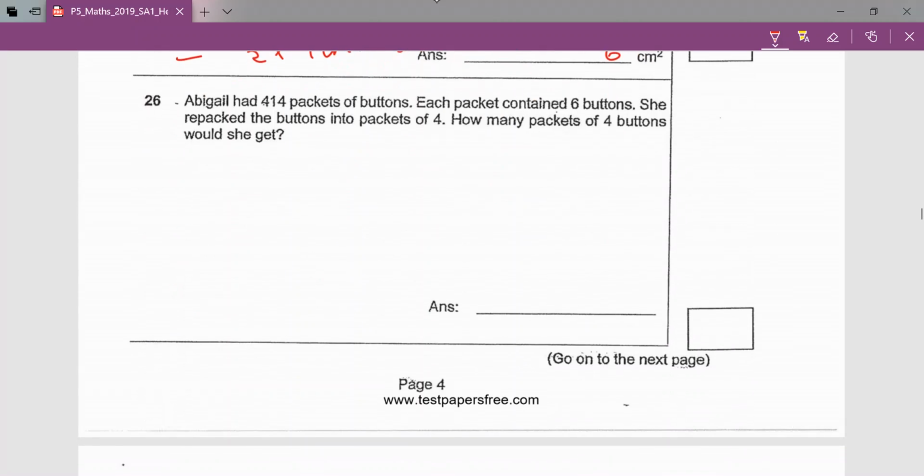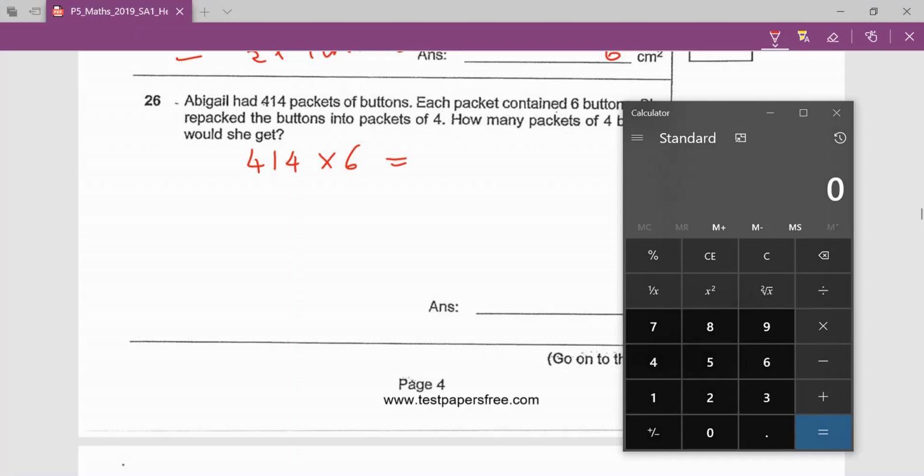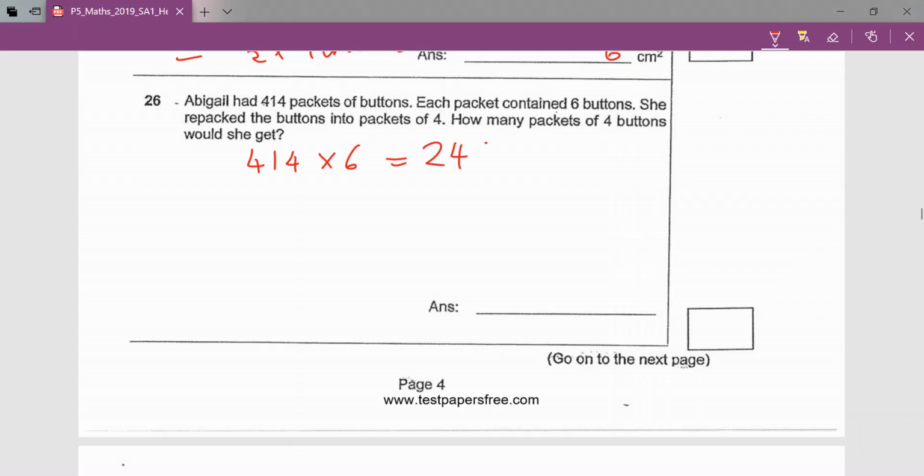Abigail has 414 packets of buttons. Each packet contains 6 buttons. She repacked the buttons into packets of 4. How many packets of 4 buttons would she get? So 414 times 6 would give me a total of, let me do my calculation here, 414 times 6, 2484.